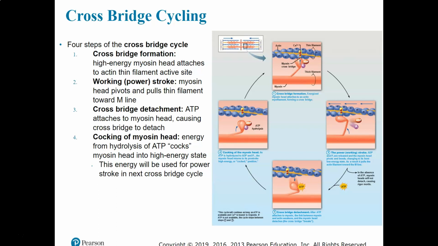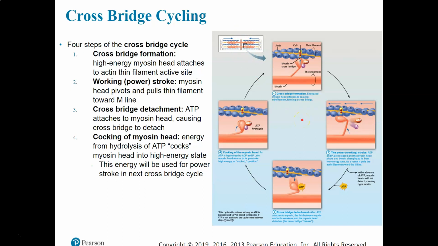It binds to the actin, and then ADP and a phosphate are going to be released from the myosin head group in what we call a power stroke, where the head group actually pivots and pulls the actin filament towards the M line. So remember, the M line is this center line where all of the thick filaments are attached. So the thin filament gets pulled.